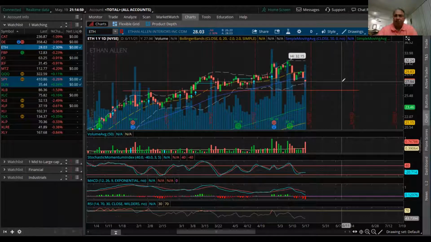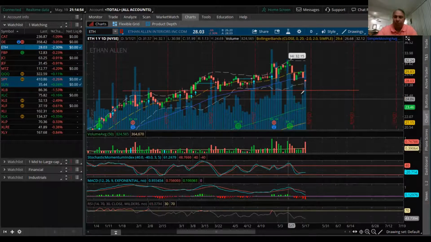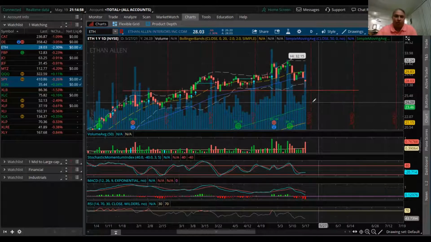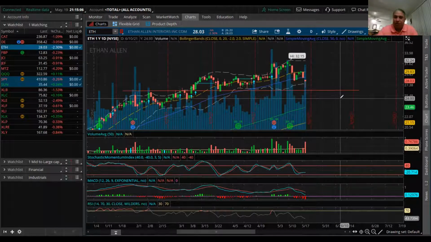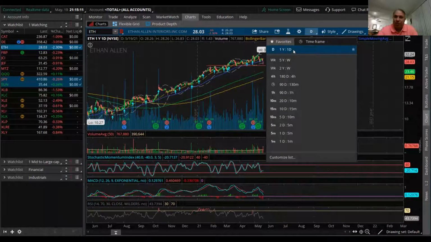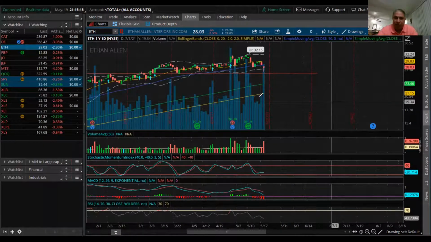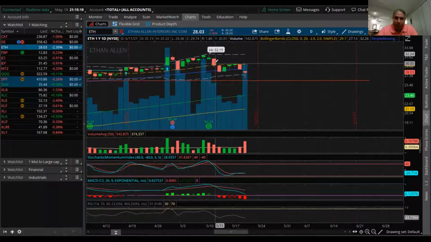All right, everybody, here we go. So I want to talk about support and resistance lines. Right here I have this chart. As you can see, this is ETH, stock ticker ETH, Ethan Allen. This is the one year, 1 day chart. So that means each one of these candlesticks represents 1 day. 1 day, 1 day, 1 day.